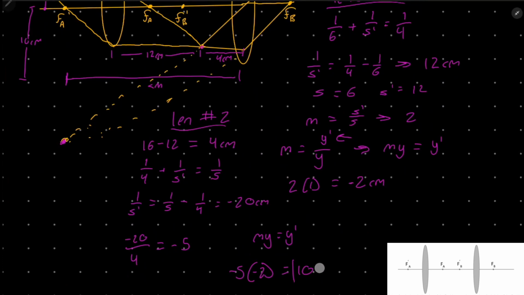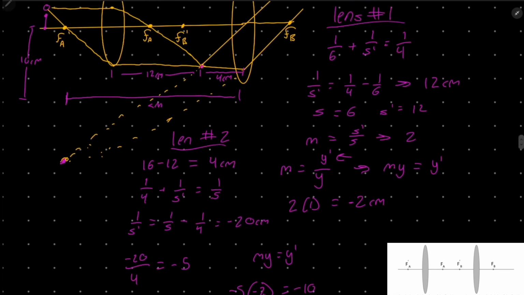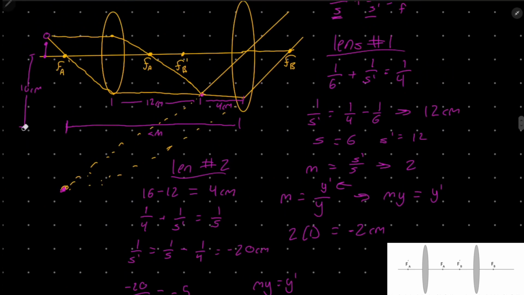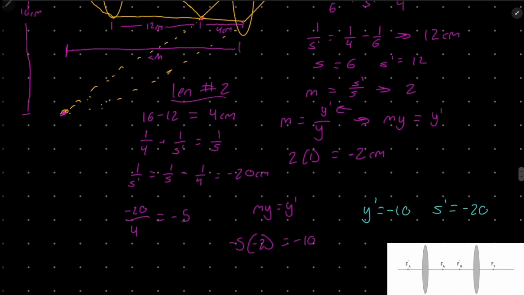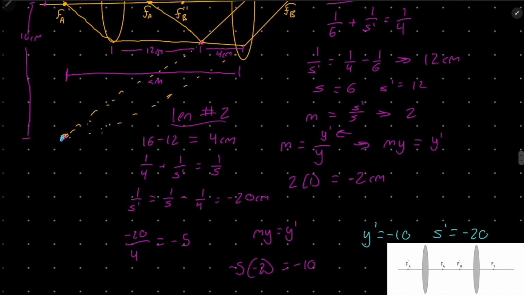But remember, oops, made a mistake, it's going to be negative 10. Because remember, it's going to be below the x-axis. Actually, this is going to be way down here because my image is terrible. So to summarize, our final answer is going to be our y is going to be at negative 10, and our s prime is going to be at negative 20. And those are the coordinates to our final image, which is going to be somewhere all the way down here.